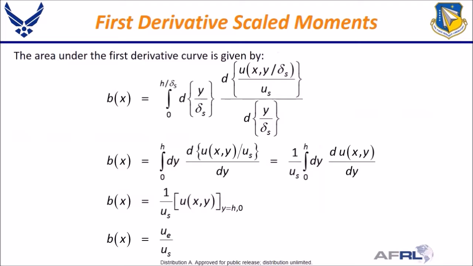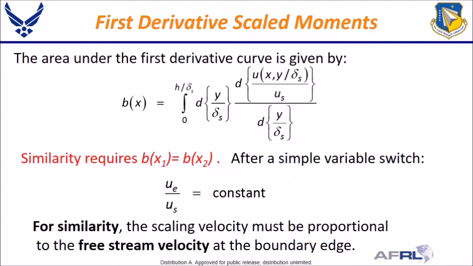It turns out we can calculate this integral directly. Using a simple variable change, it is pretty straightforward to show that this integral will always calculate out as U sub e divided by U sub s. For similarity, the areas under each velocity profile must be equal, which means this ratio must be constant if similarity is present.